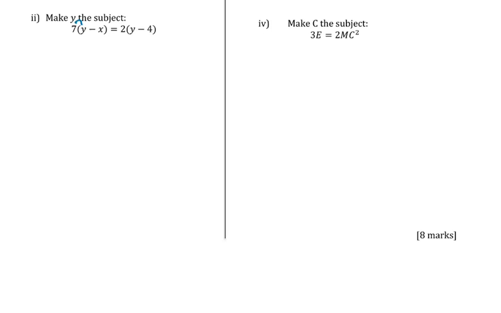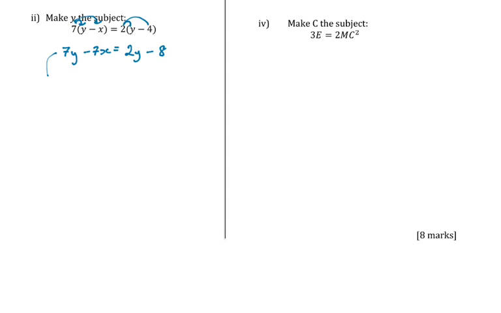Okay, making y the subject in this question. Now, this is difficult. The question is designed to remind you that y being the subject means it cannot be on both sides of the equation. So it can only be on one side of the equation. So let's expand the brackets first. So you have 7y minus 7x equals 2y minus 8.